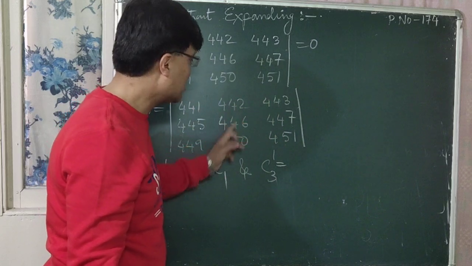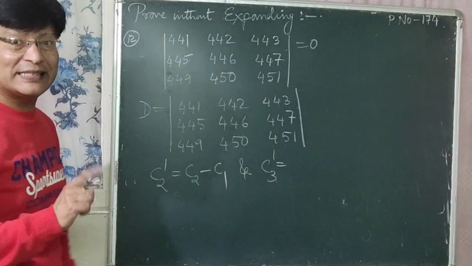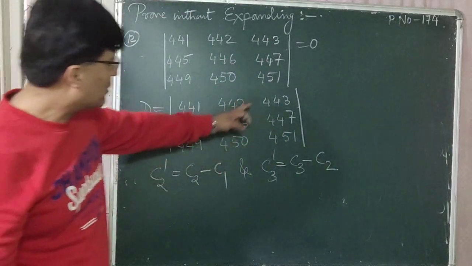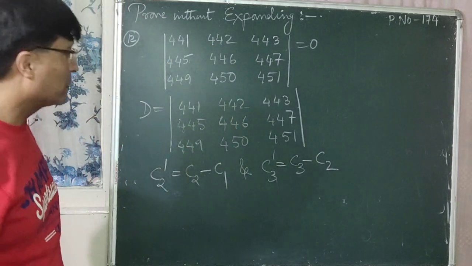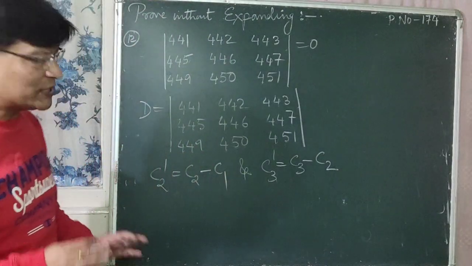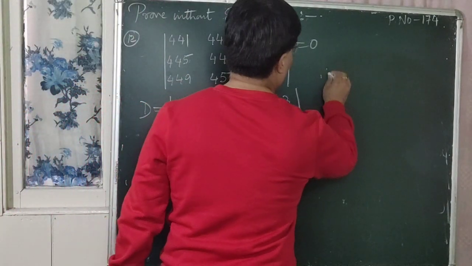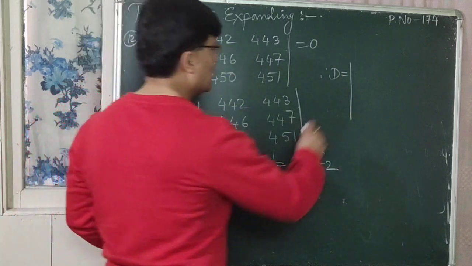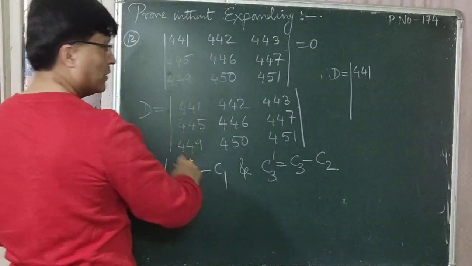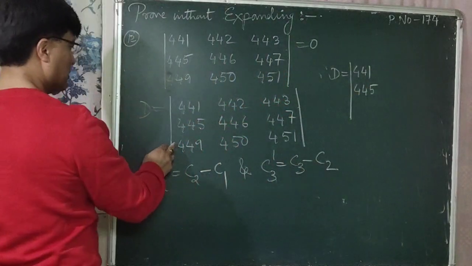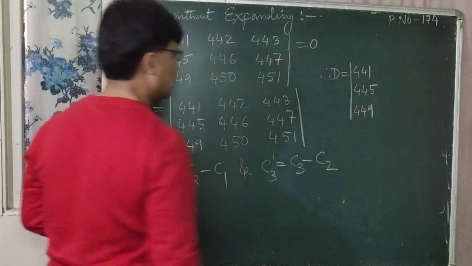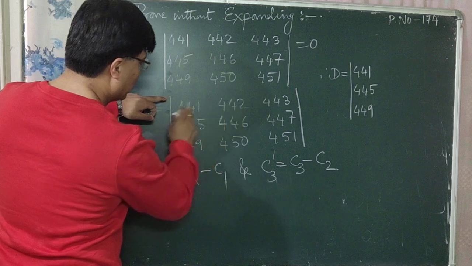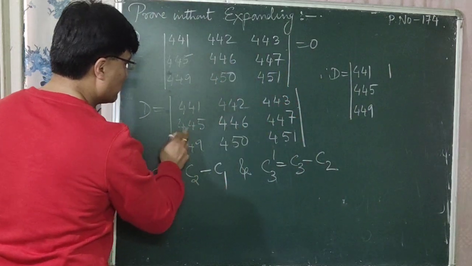Is it clear? Now, let's apply the property on the columns. So C2 dash, you have to write C2 minus C1. And C3 dash is also changing. You may write C3 minus C1 or you may write C3 minus C2. Either C3 minus C1 or C3 minus C2 works, but here it is easier to write C3 minus C2. Here also we get 1, 1, 1. Is it clear to everyone? So now let us use this property.